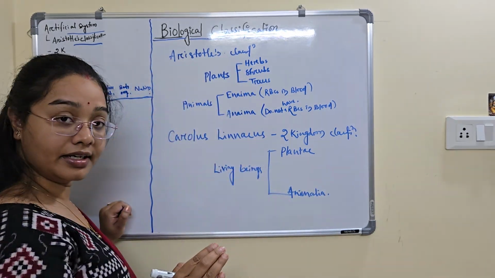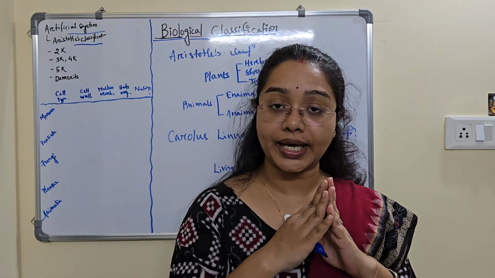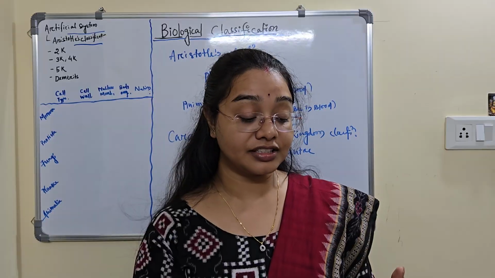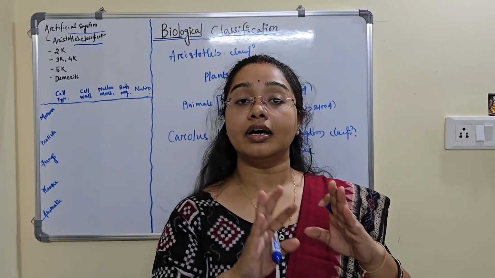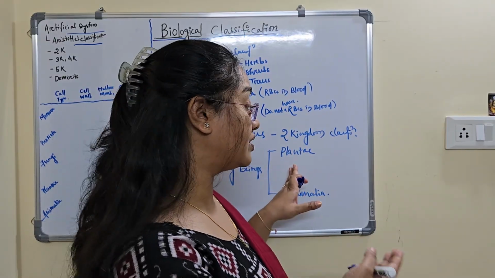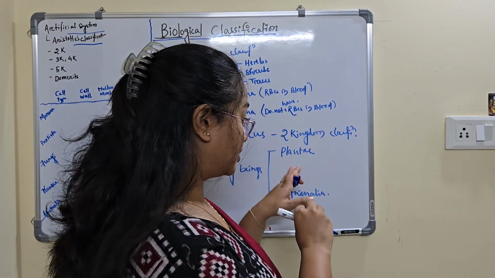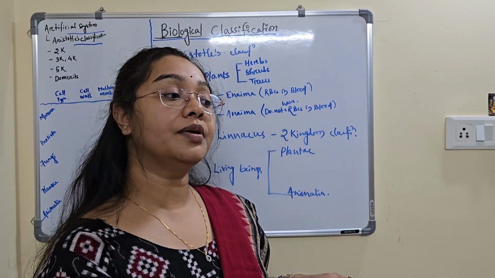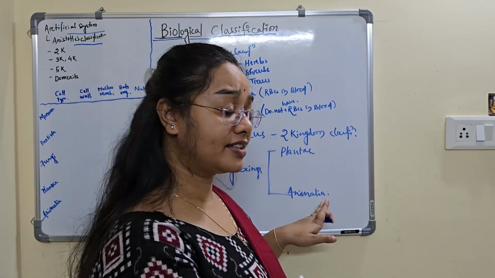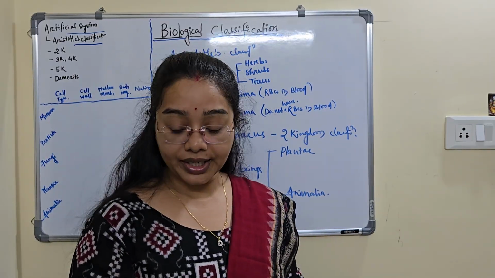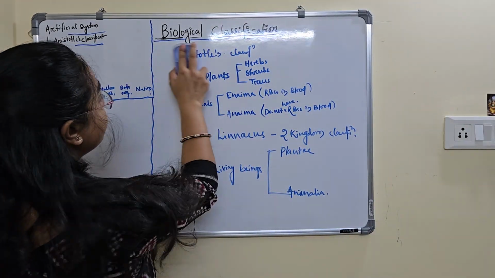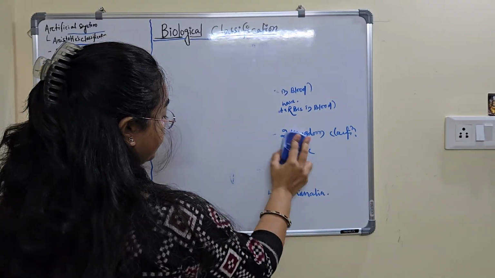So in the two kingdom system of classification, Linnaeus classified all the living beings into two categories, that is kingdom Plantae and kingdom Animalia, right? He didn't take into account any characters, like the cell structure, the thallus organization, or the nutrition. But whatever he found similar to plants, he put under the kingdom Plantae, and all the organisms that were similar to animals, he placed under the kingdom Animalia.